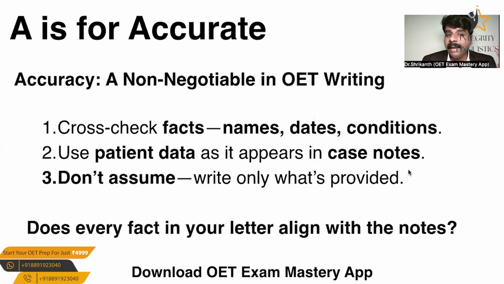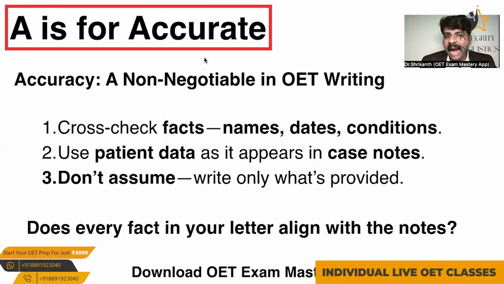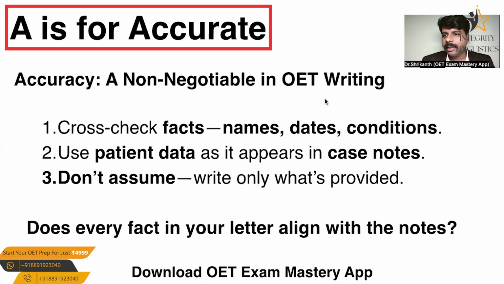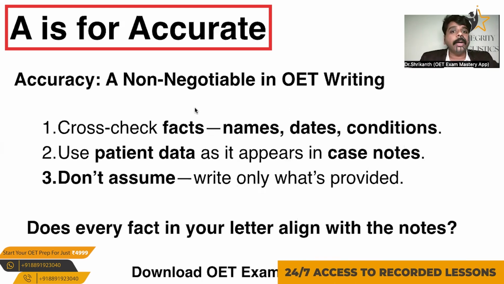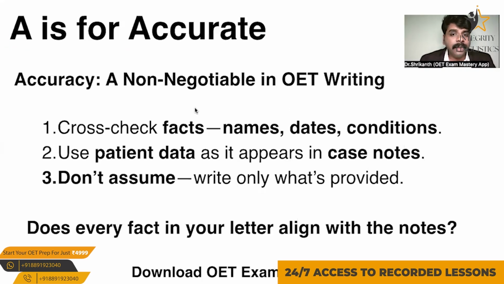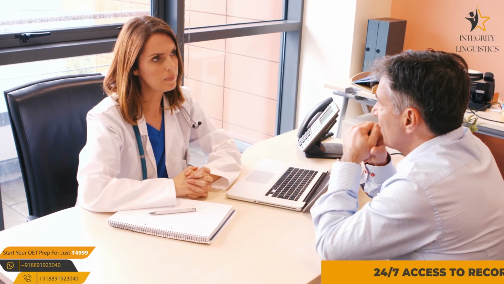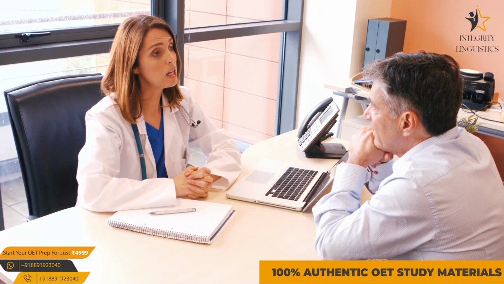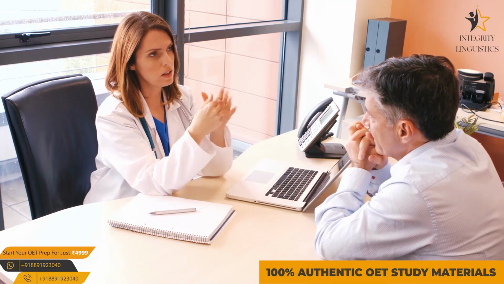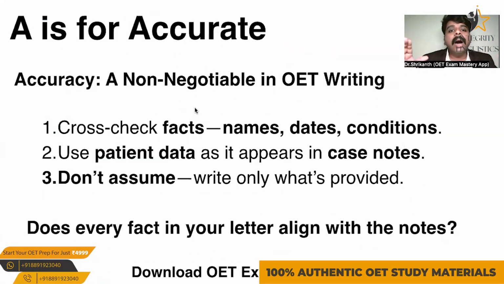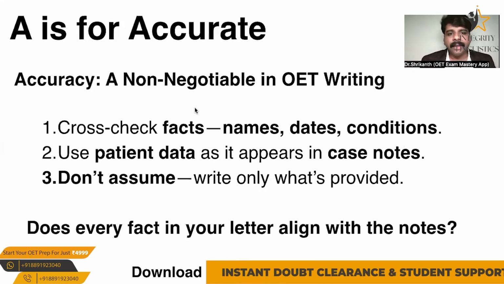Now, what does A mean? A stands for accuracy. Accuracy is a non-negotiable aspect in your OET writing. So what does non-negotiable mean? What does negotiable mean? If something is negotiable, that means it is optional. But non-negotiable means it is compulsory. It has to be there. There is no bargain over here. So when you're going to submit your OET letter, this thing is compulsory.